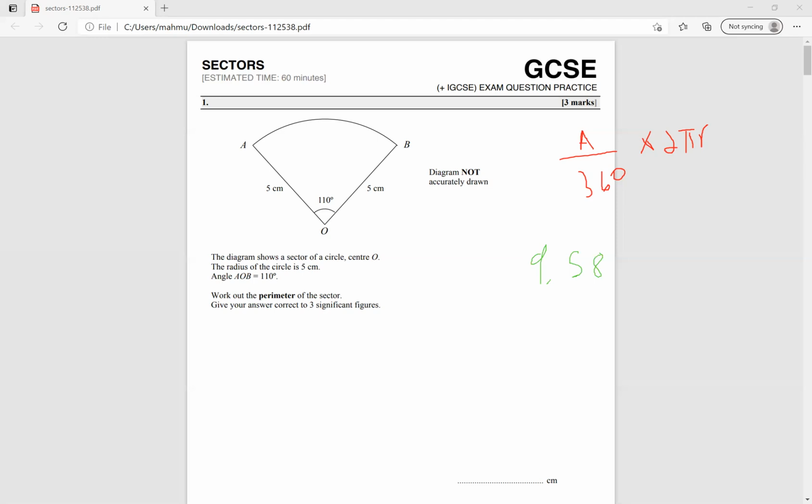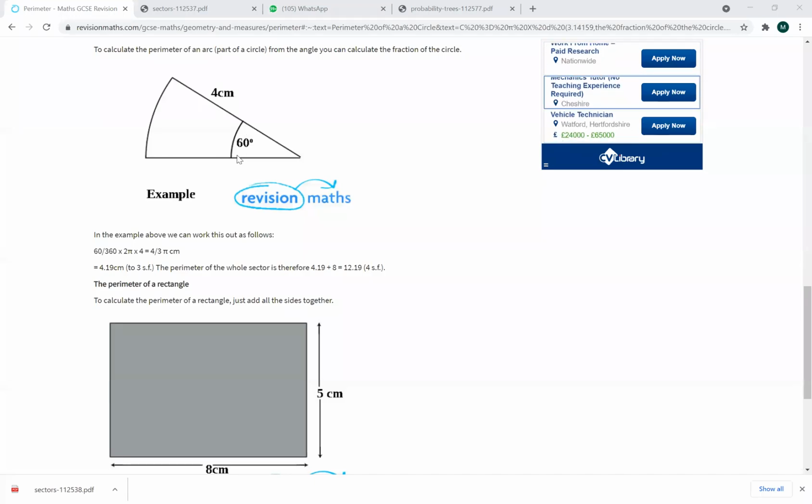Okay, let me just quickly stop this and show you the equation. So what I did is I just quickly looked at the equation. If you've got angle, you've got radius. So here they've done 360 over 360, then you times 2 pi, which is pi, then times by 4. Does that make sense? Yeah. So they got 4.31. The perimeter of the whole sector is therefore, then you times it plus 8.